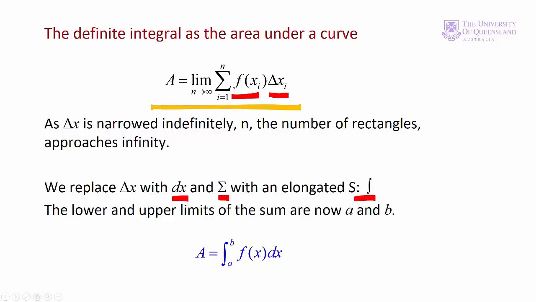It's an elongated s. This is the notation suggested by Leibniz in 1675. The symbol is an elongated s, and it stands for the Latin word summa, meaning the sum of, or the total of.